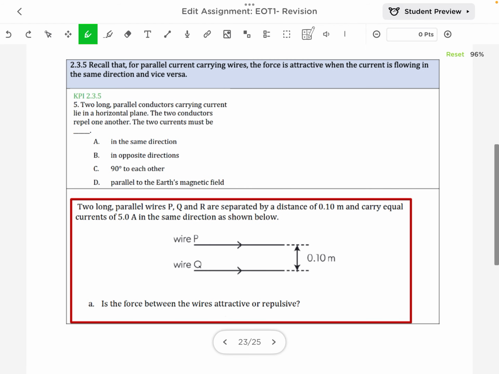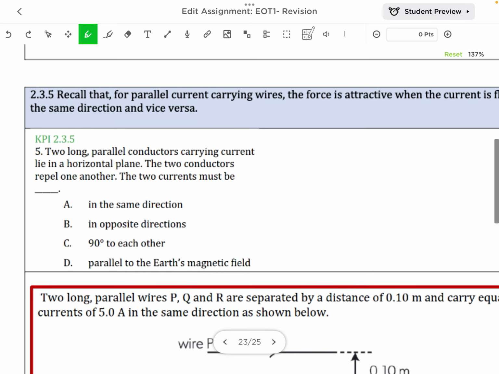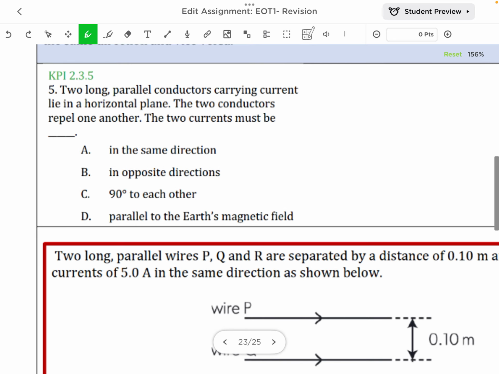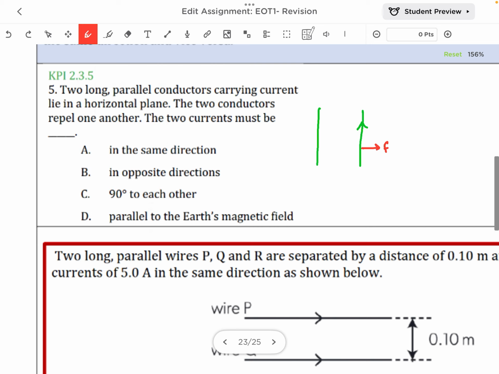Finally, recall that for parallel current carrying wires, the force is attractive when the currents are flowing in the same direction, and vice versa, it is repulsive when they are moving in opposite directions. So we have two long parallel conductors carrying current lying in a horizontal plane. The two conductors repel one another. So if they are experiencing a repulsive force, this means they are moving in opposite directions.